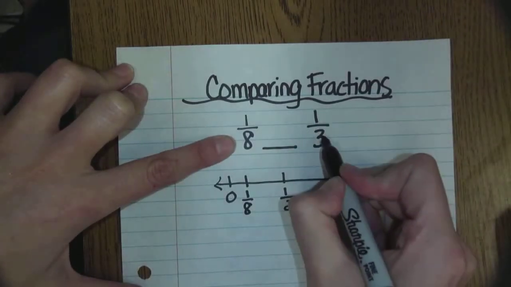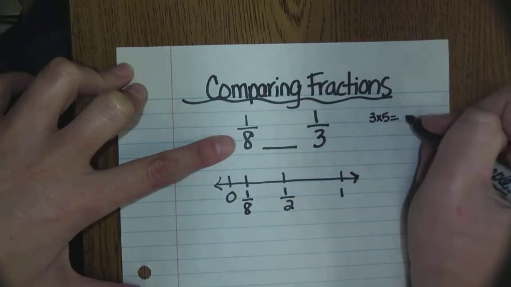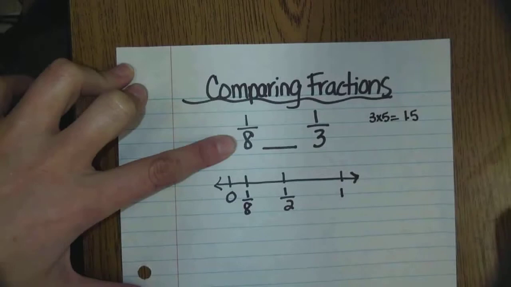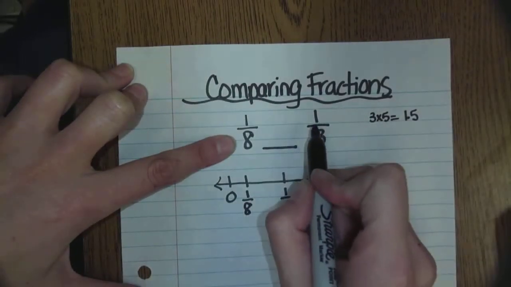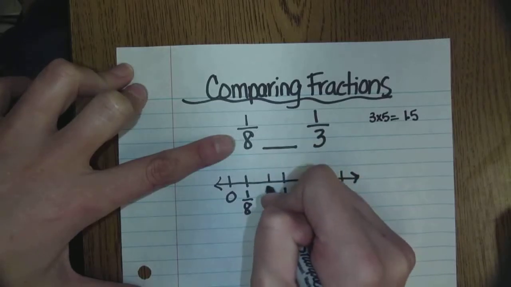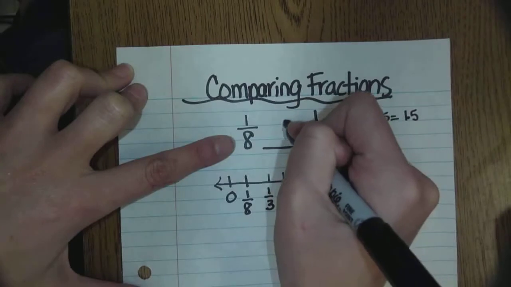Next up, we have 1/3. Now, to figure out the half of an odd number, I've taught the students to do 3 times 5 is 15, and put the 1 in there. So 1.5 is your half line. So half line would be 1.5, and this is only 1, so this is just under a half, meaning that 1/8 is smaller than 1/3.